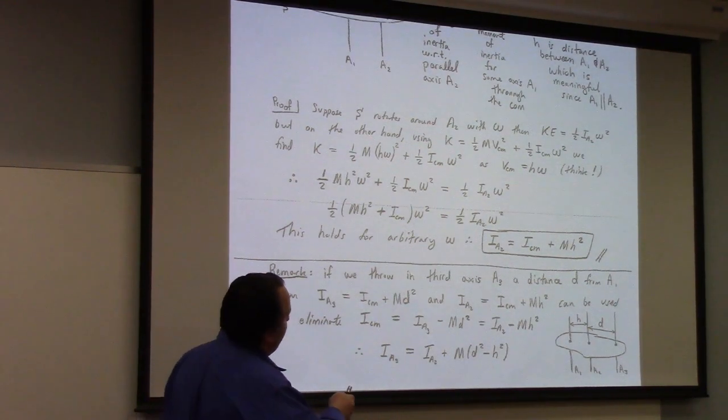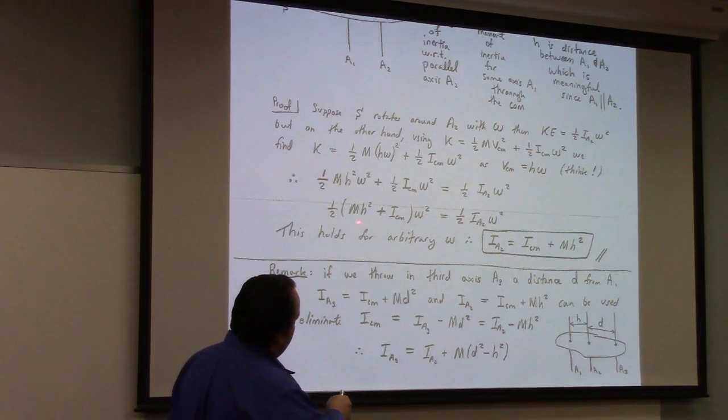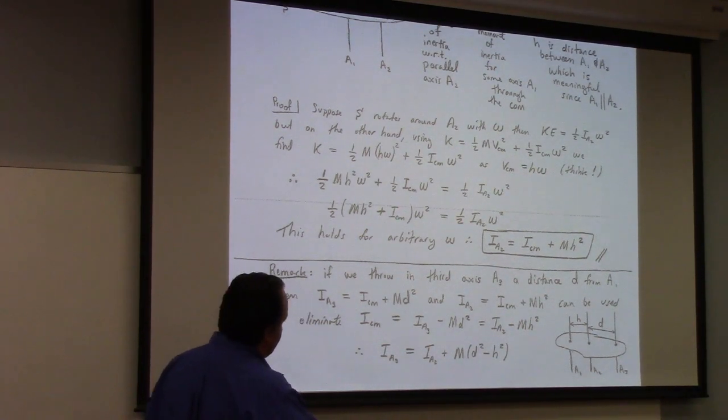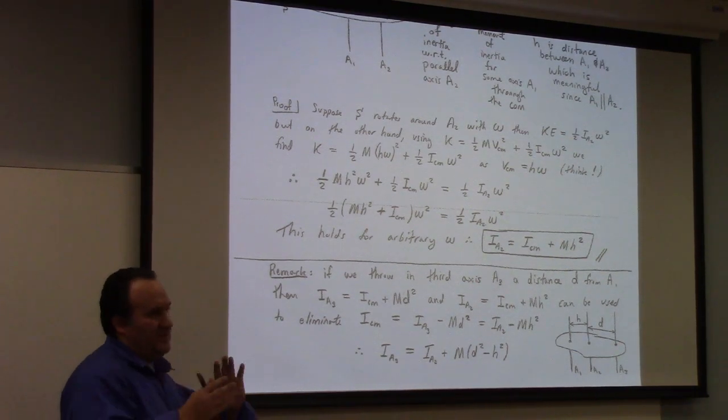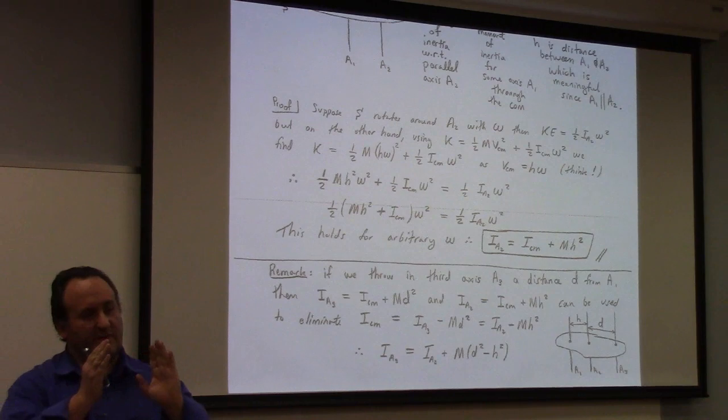Basically, just calculate the kinetic energy in two different ways and compare, and then you see that the moment of inertia for the new axis is given by the moment of inertia through the center of mass plus this mh squared term. Anyway, you can also, if you don't have the moment of inertia through this, so this is special.